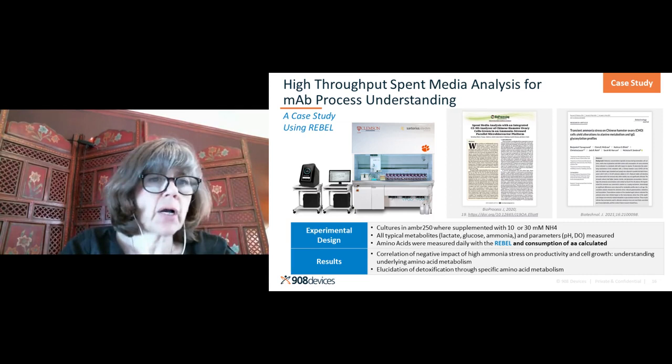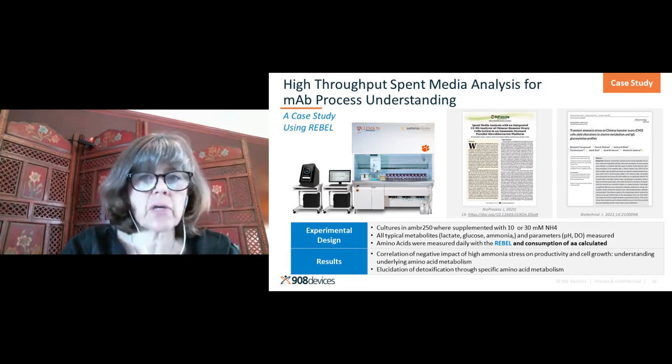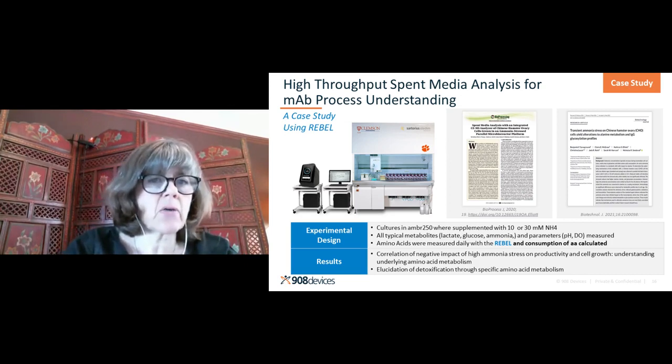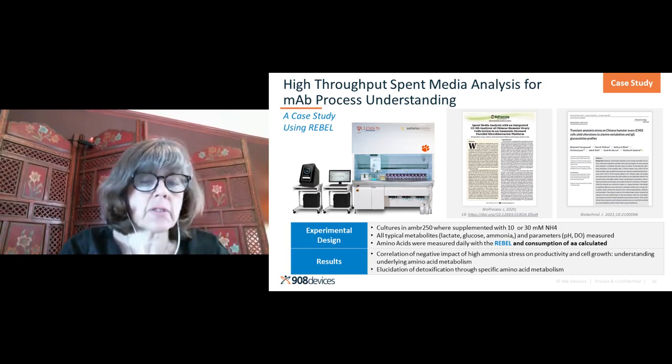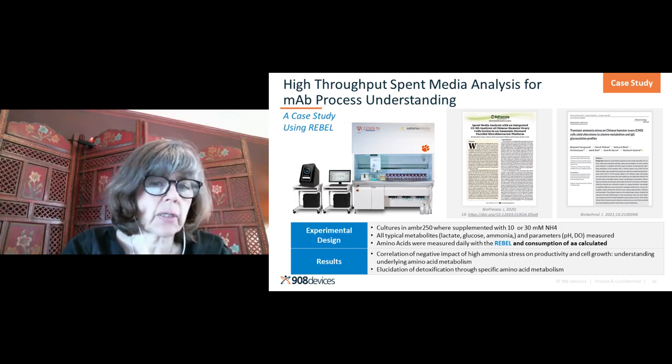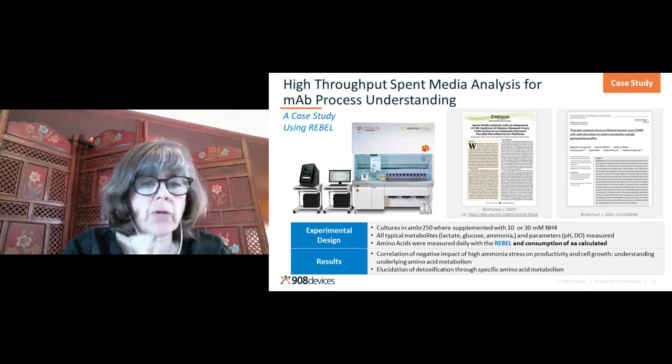I want to show you briefly a study, an initial study published last year, and then a follow-up that was published recently in 2021. This group, a collaboration between Clemson, Heidelberg University, and Tulane University, used the Rebel in tandem with the Amber, and they were able to generate very nice data to show how cells can detoxify from high ammonia, which is usually produced towards the end of a culture. It can have negative effects on your protein quality attribute, and also on your culture health.